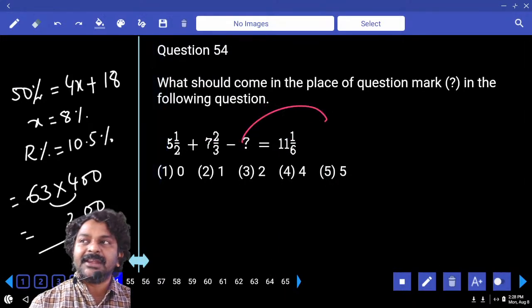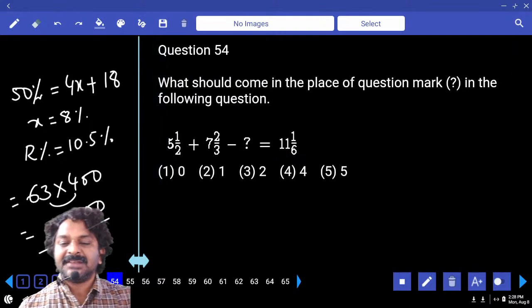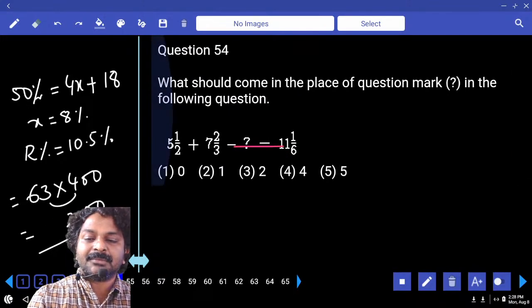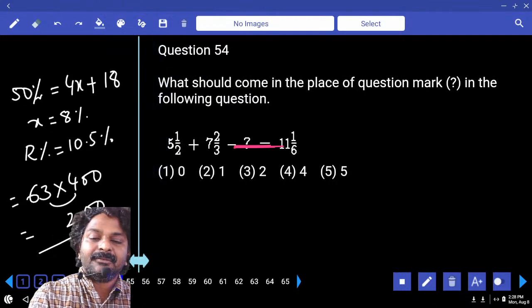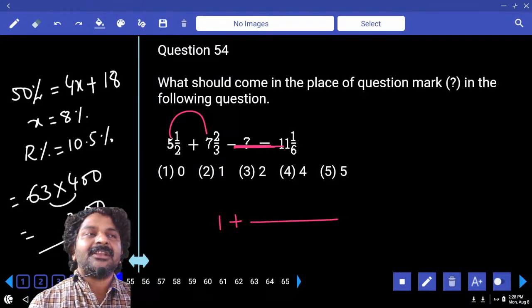Minus x goes to the right hand side. On the right hand side, 11 by 6 will come to the left hand side. Is that okay? Then it becomes minus only. Integer: 5 plus 7 is 12, minus 11, that is 1 plus.